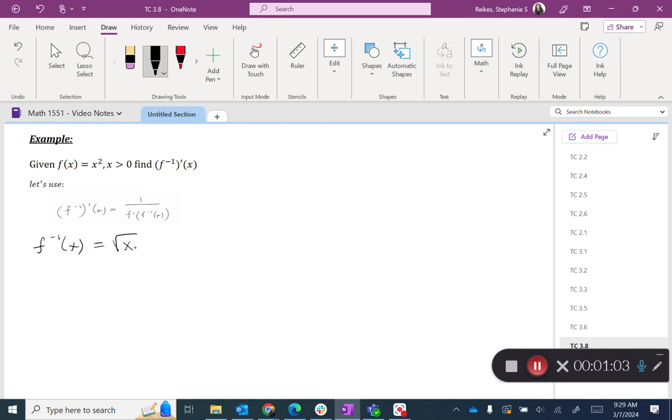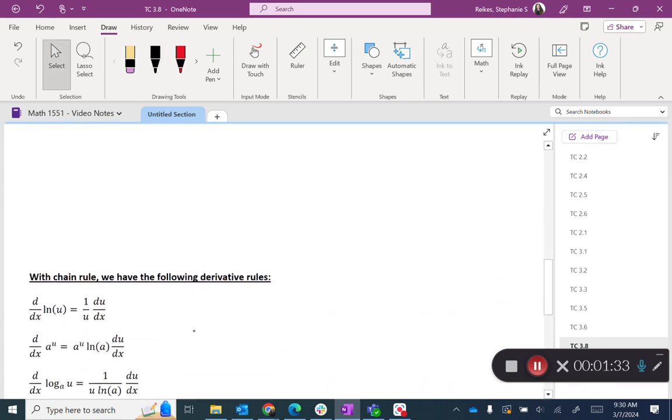Next, we need to find the derivative of our function, so f prime of x, and that should just be a simple power rule with x squared, and we get 2x. And now, putting the entire definition together, we will get the derivative of f inverse is going to be equal to 1 over 2 times the square root of x.